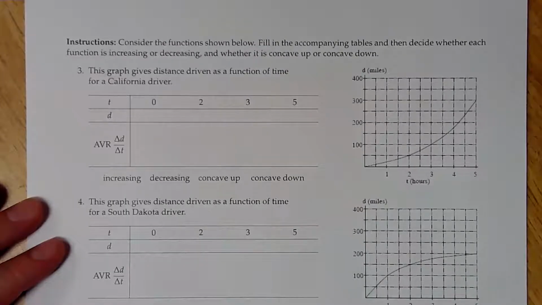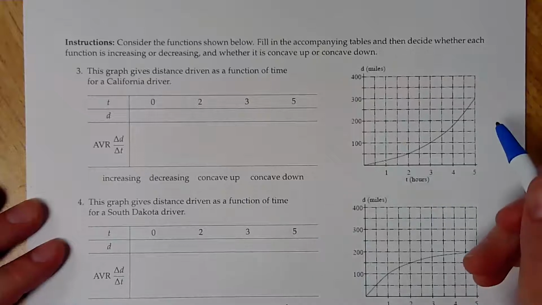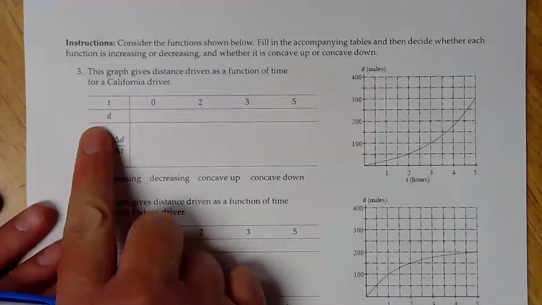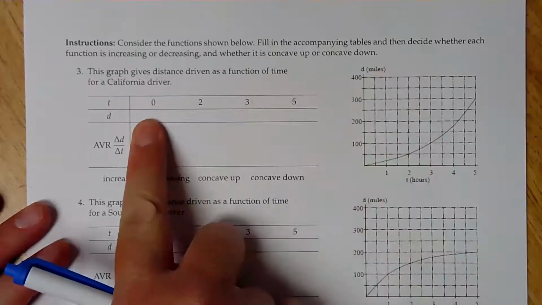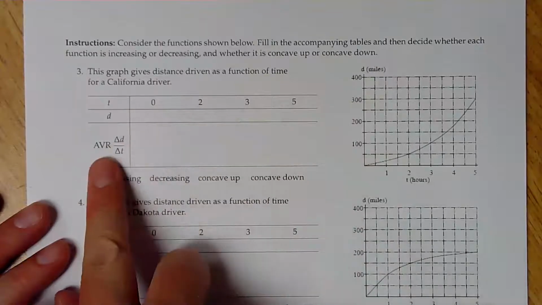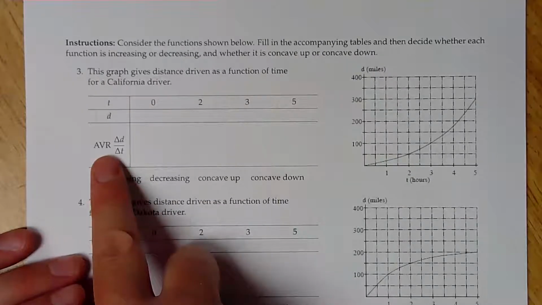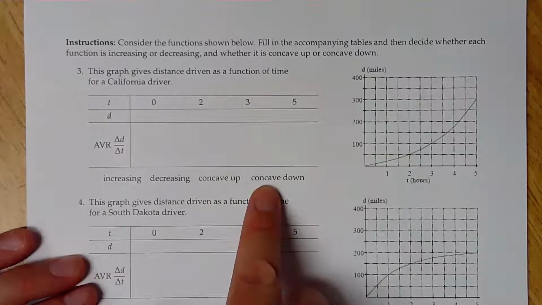All right, so we have on this page 4 graphs and we have functions. What we're going to do is find the dependent variable value. So in this first one, that would be the miles, and we'll find it for each of these t values. Then we're going to calculate the average rate of change, see what the trend is, and use that to decide if our function is concave up or concave down.